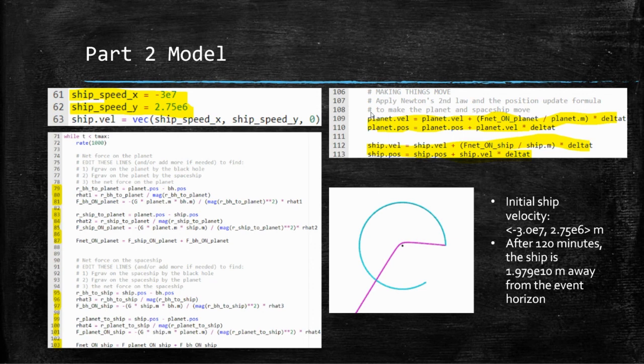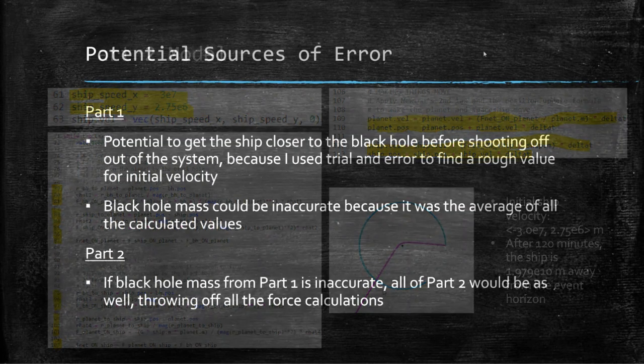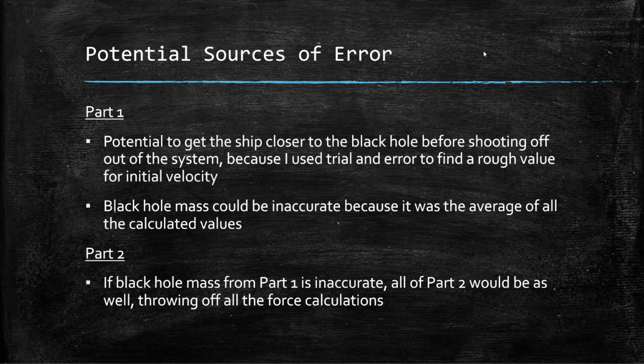Now, next it uses the velocity and position update formulas to predict the motion of those objects. And as you can see here, here's the orbit of the planet, here's the motion of the spaceship near the black hole. And to find the initial velocities, I just used some trial and error and I just used what worked to get the spaceship as close as I could to the black hole. Potential sources of error in this lab for part one, I could have gotten the ship closer to the black hole before it shot off out of the system, only because I used trial and error to find a rough value for the velocity instead of actual calculations.